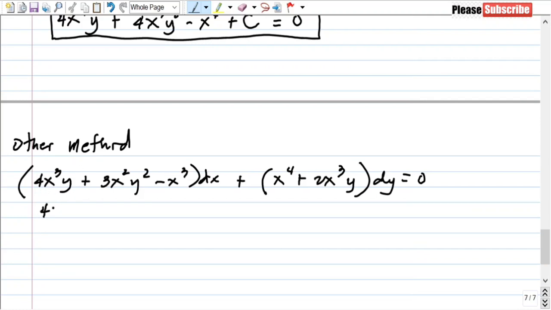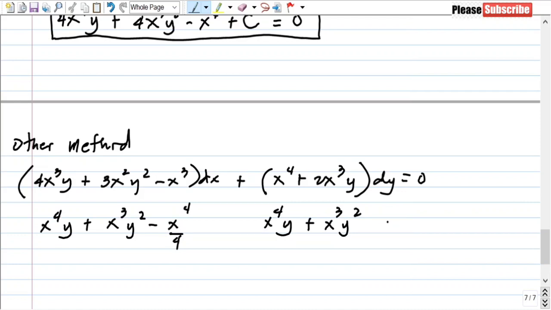Yan. So, we have, considering na, alam niyo na kung bakit mawawala kasi x to the fourth over 4, and may 4 naman dyan. Kaya x to the fourth y lang to. Plus, ganun is the same way, magiging x cubed y squared minus x to the fourth over 4. Okay, dito naman, in terms of y, so x to the fourth y plus, so y squared over 2, may 2 dyan, so magiging x cubed y squared. And the integral of 0 is, of course, a constant. Ayan, so mangyayari, x to the fourth y plus x cubed y squared minus x to the fourth over 4 is equal to c.